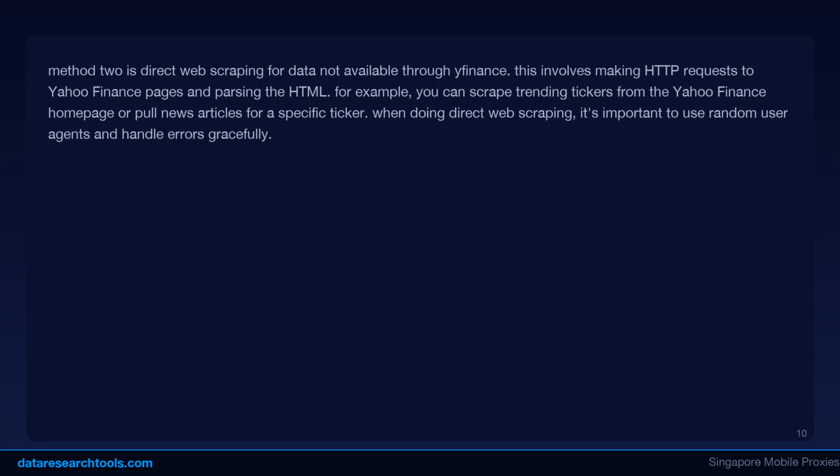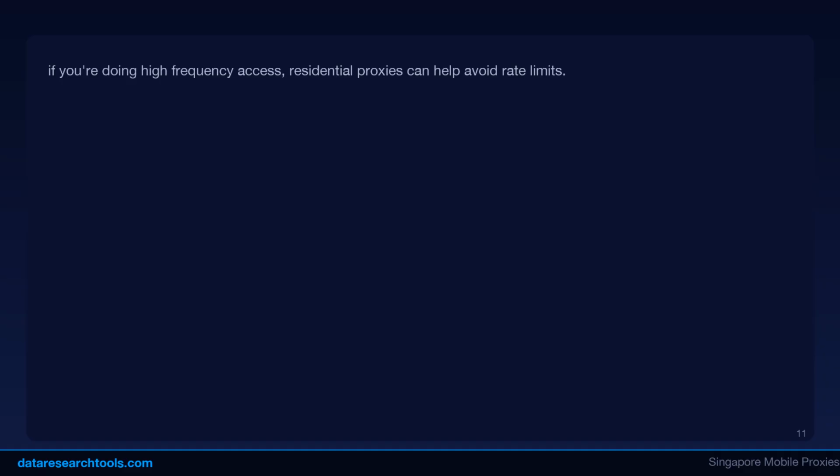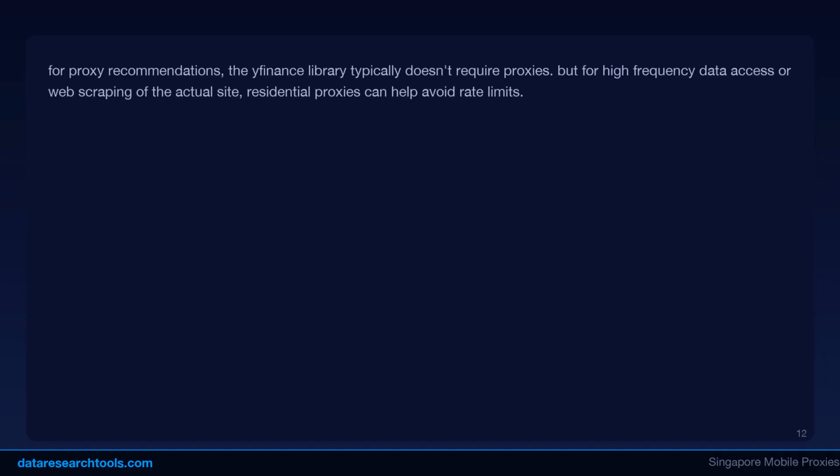Method 2 is direct web scraping for data not available through Yahoo Finance. This involves making HTTP requests to Yahoo Finance pages and parsing the HTML. For example, you can scrape trending tickers from the Yahoo Finance homepage or pull news articles for a specific ticker. When doing direct web scraping, it's important to use random user agents and handle errors gracefully. If you're doing high-frequency access, residential proxies can help avoid rate limits.